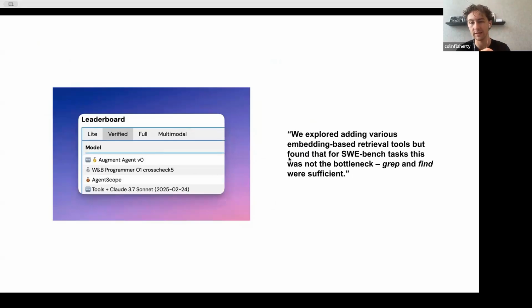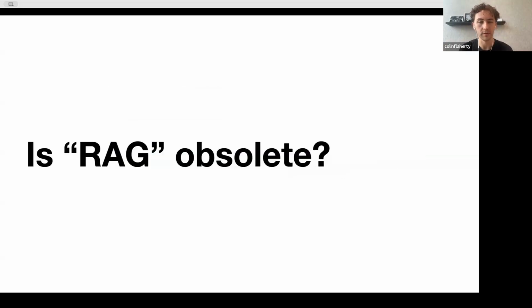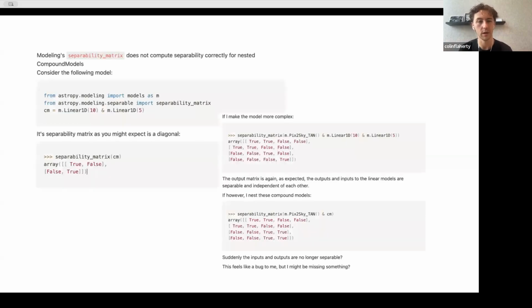One of the most interesting facts about this work was that we explored adding various embedding-based retrieval tools, but found that for SWE-Bench tasks, this was not the bottleneck. Grep and find were sufficient. So this is really interesting. And frankly, the first time that I saw this result, I was surprised. I thought maybe there's a bug in our evals or something, because clearly embedding models should be so much more powerful than grep and find. And yeah, so I dug a little bit deeper. And so we'll look at some examples and try to figure out, does this data point indicate that traditional RAG as we know it is obsolete?